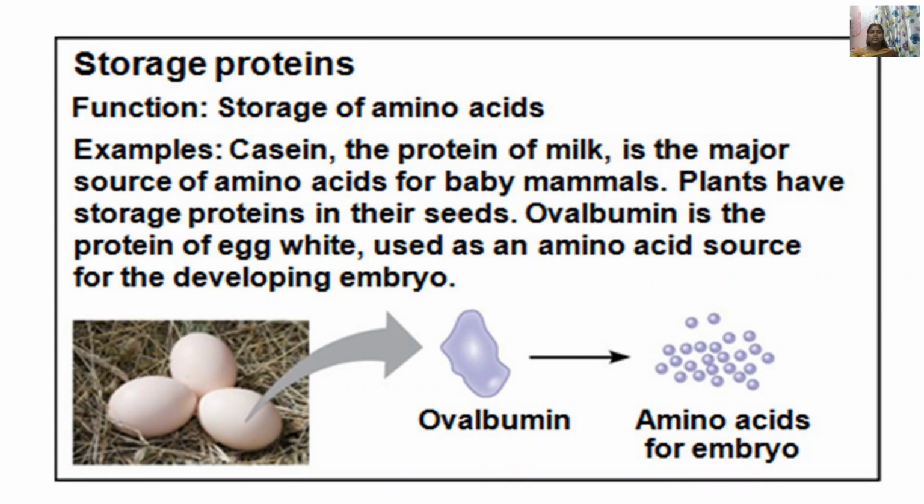Storage proteins have the function of storing amino acids. For example, casein, a protein of milk, is the major source of amino acids for baby mammals. Plants have storage proteins in their seeds. Albumin is the protein of egg white, used as an amino acid source for the developing embryo. Here I have given the picture of an egg, where the amino acids of albumin are very important for the development of embryos.